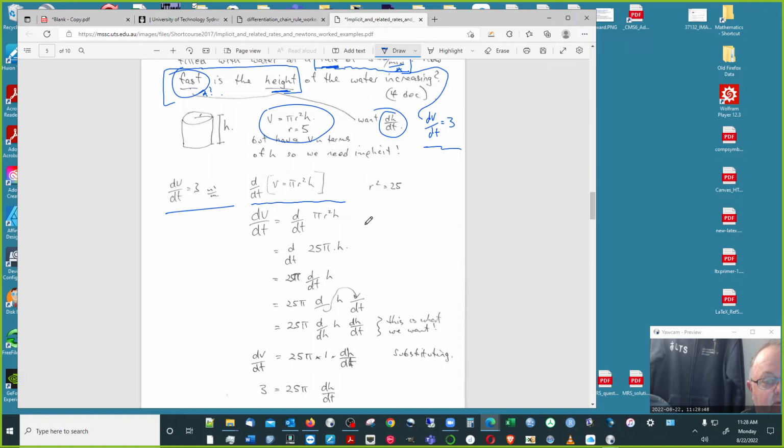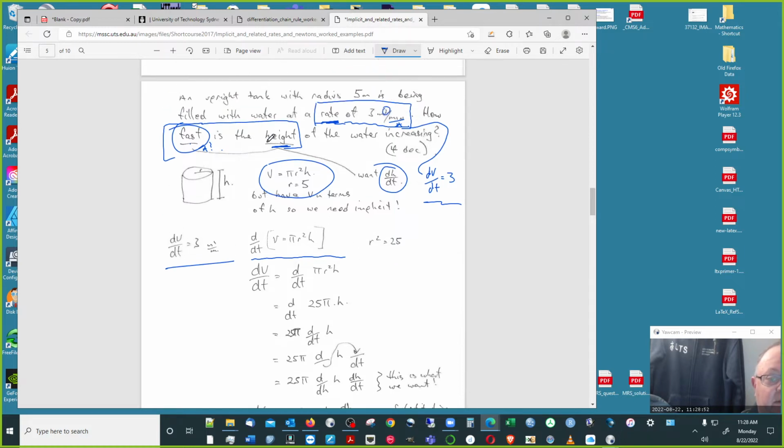We get told the radius, I think in the question, the radius is 5. So when we put the radius as a number, we're left with V in terms of H. So if we're going to do dV/dt, V in terms of H, you have to recognise this is implicit.